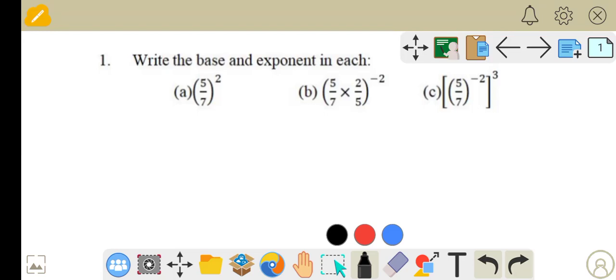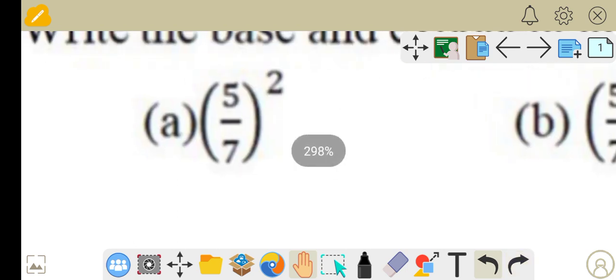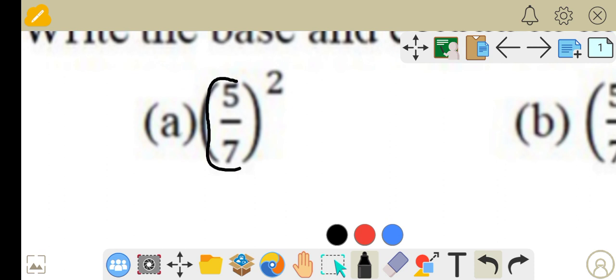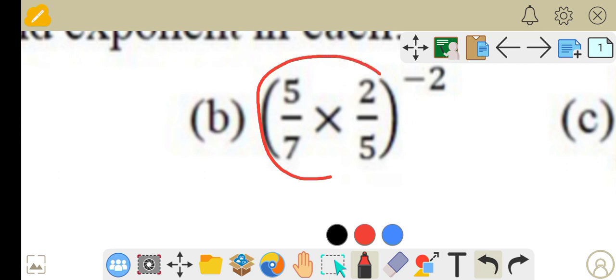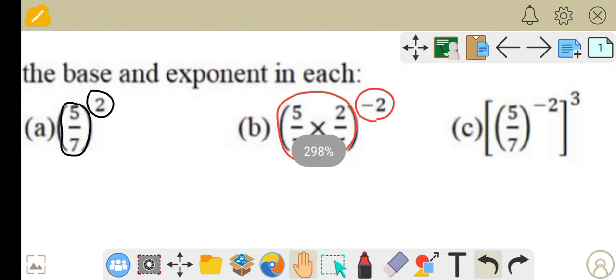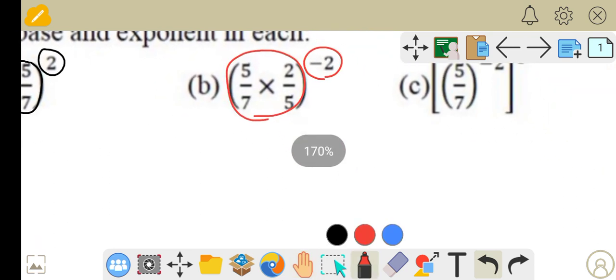Write the base and exponent in each. In the first part, we can easily see that 5 by 7 is the base and 2 is the exponent. In the second part, it is clear that 5 upon 7 into 2 by 5 is the base and minus 2 is the exponent. So we need to simplify the base, because the base is not in simplest form.